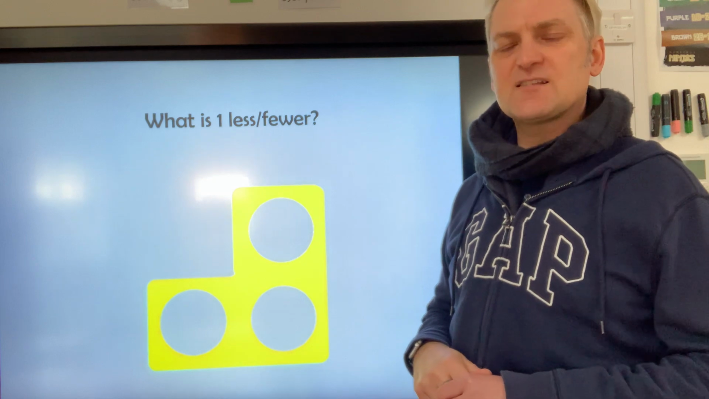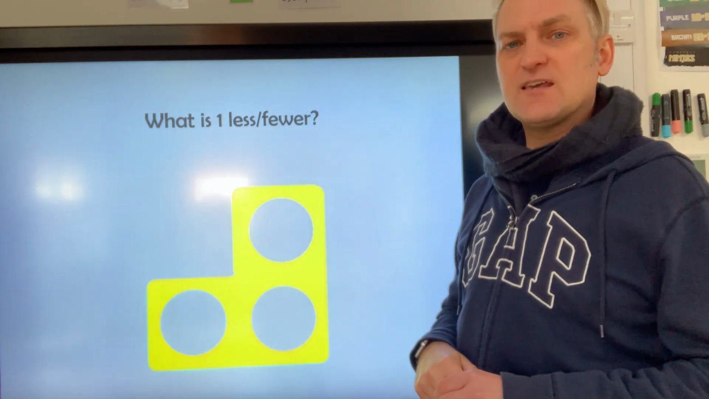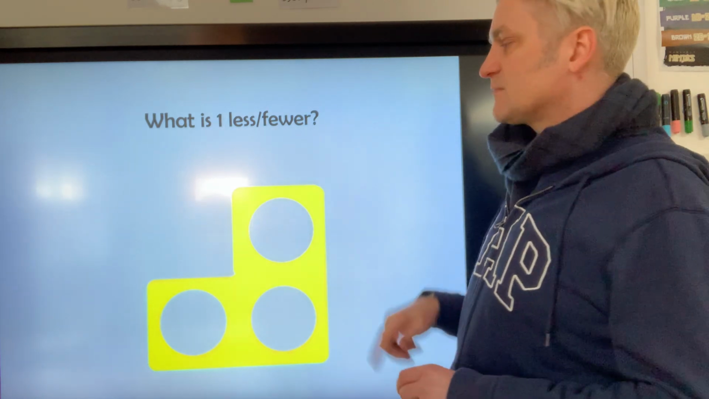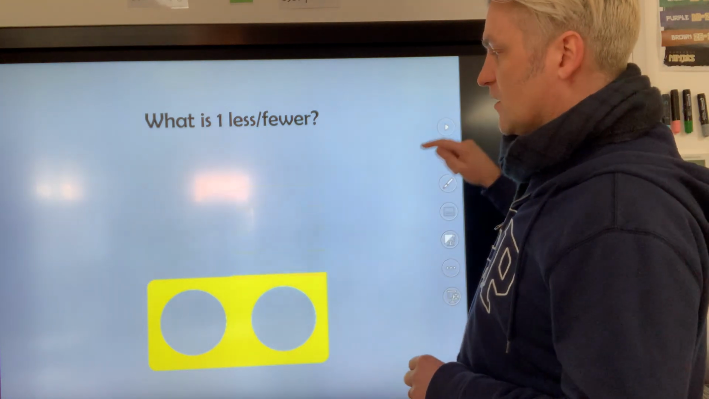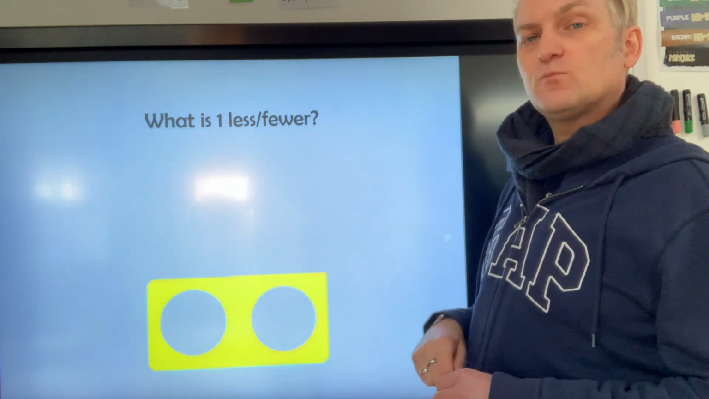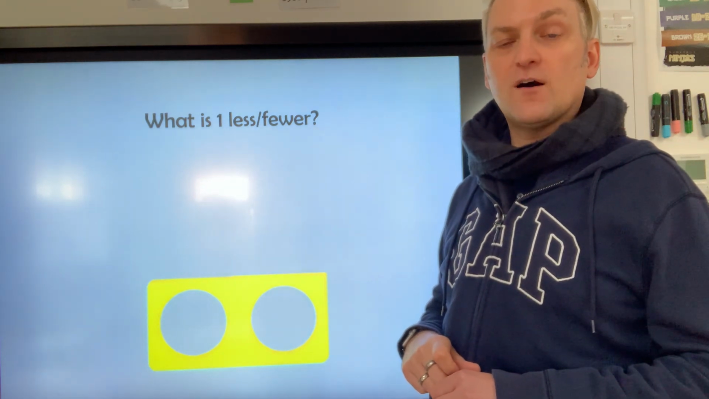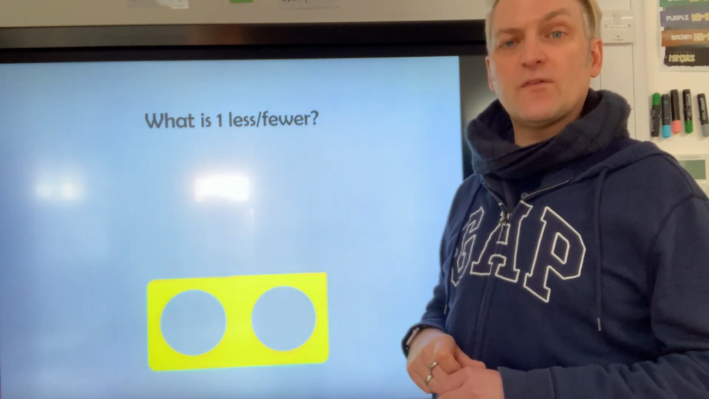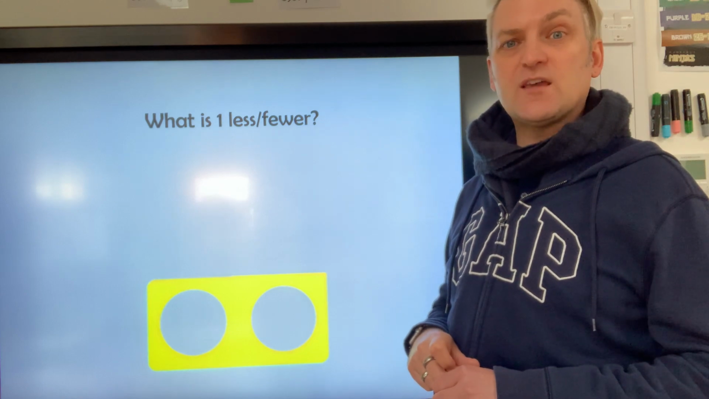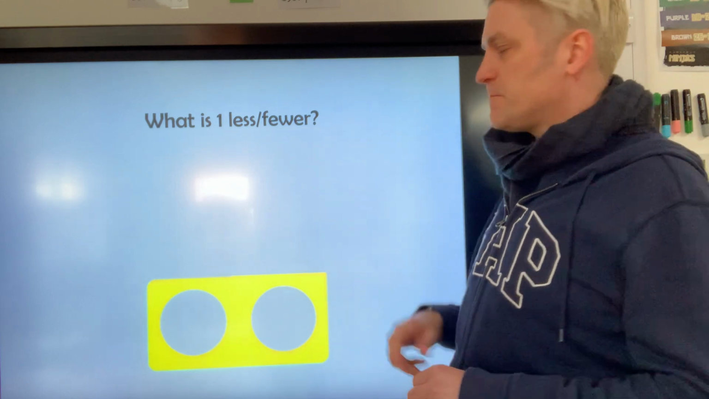And one less or one fewer than 3 is, let's see, 2. We've got 2. So 2 is one less or one fewer than 3. 2 is one less than 3. 2 is one fewer than 3.